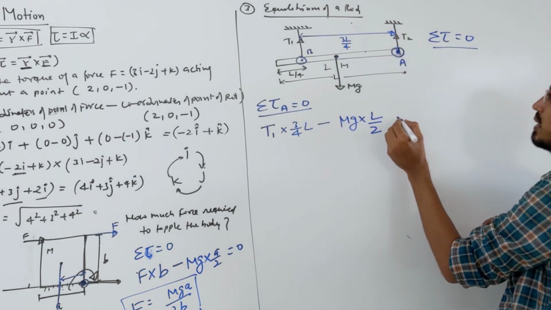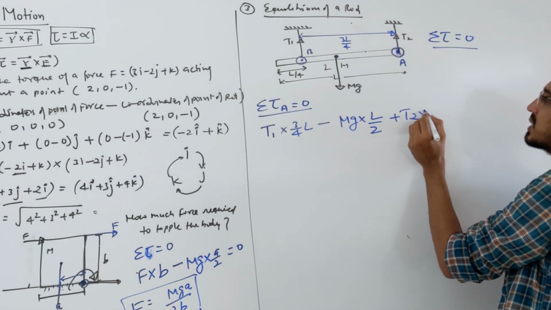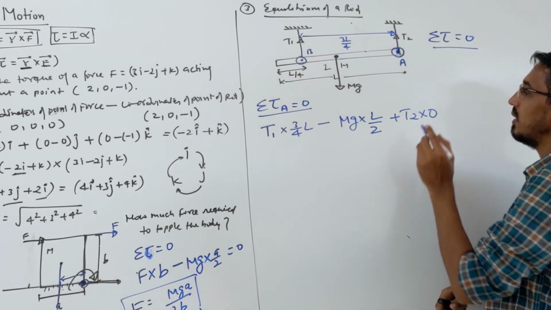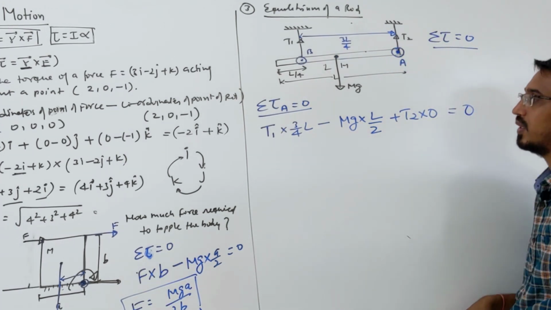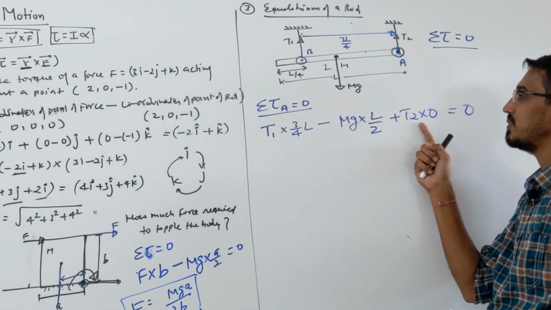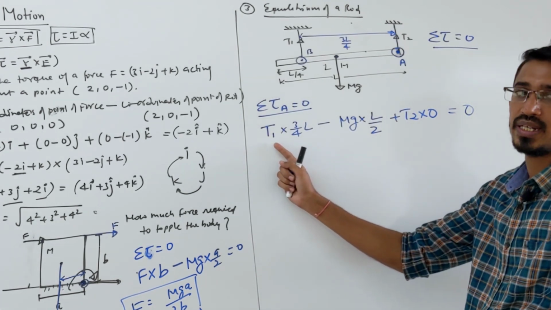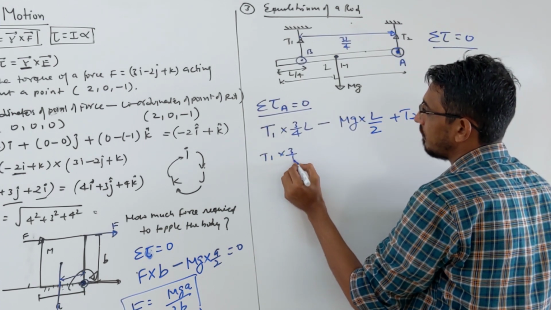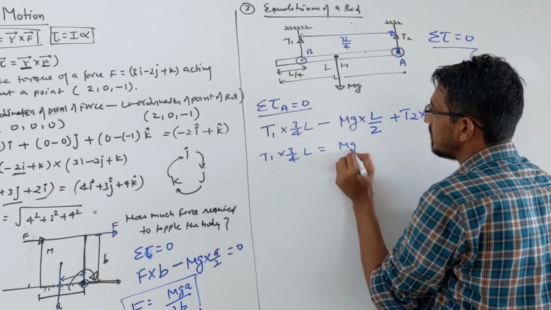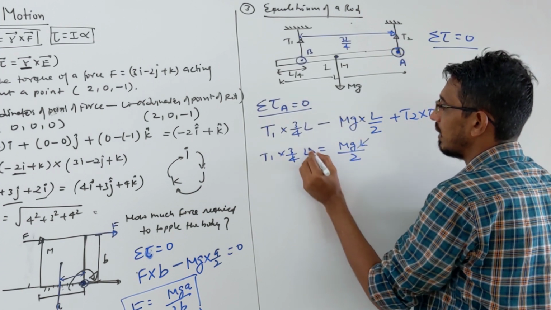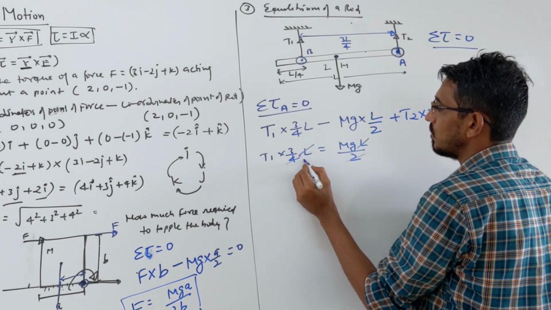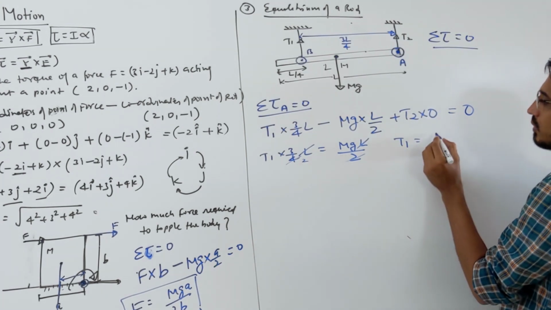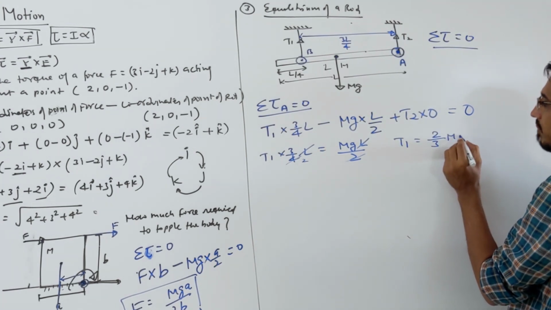Now the last force: T2 into distance is 0, because T2 is acting through this point itself, so the distance is 0. From here you see that T2 becomes 0, so the unknown is T1, and you can get the answer for T1. So T1 into 3/4 of L should be equal to mgL/2. L cancels, the 2 goes across, so T1 comes out as 2/3 of mg.